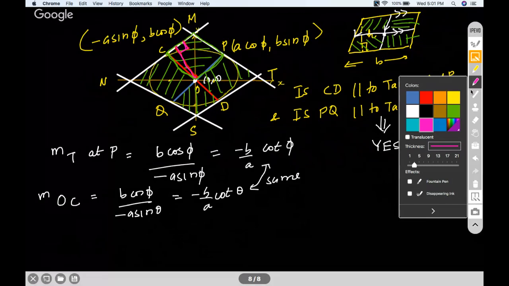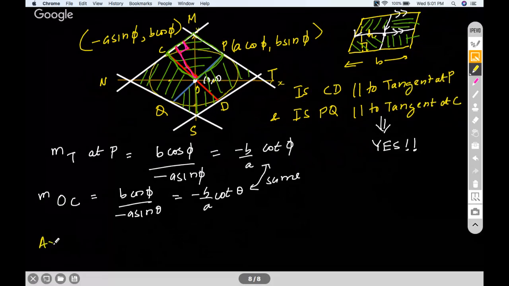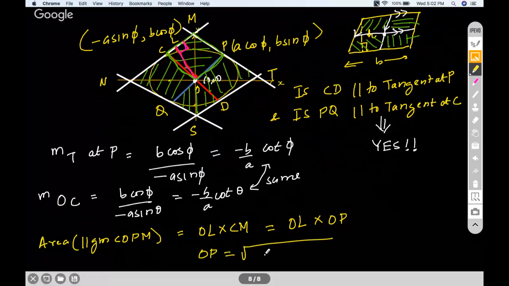So if I multiply OP or CM, the area of parallelogram COPM can be written as, let's say I drop a perpendicular called OL. So OL into CM, which is actually as good as OL into OP. Now OP is easy to find out. OP is under root of a square cos square phi plus b square sin square phi. So no problem in finding OP.